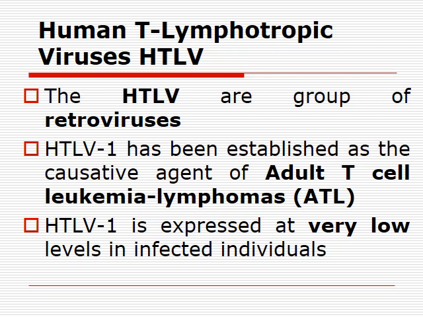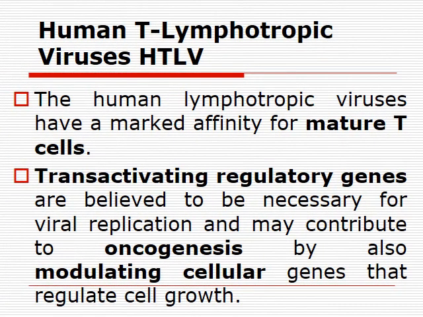HTLV-1 is expressed at a very low level in infected individuals. Unlike other oncogenic viruses, which have high levels of virus, like, as we said, hepatitis B and also hepatitis C, HTLV-1 is expressed at a very low level. By qPCR, we see that the DNA is very low in infected individuals. HTLV has marked affinity for mature T cells.